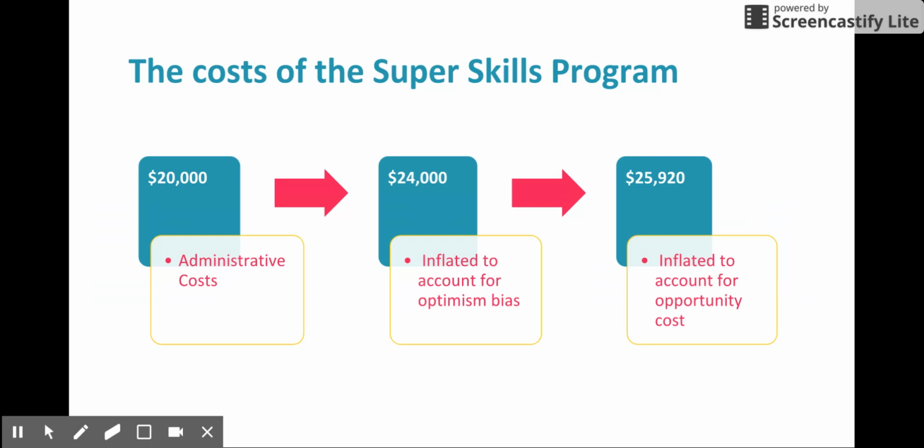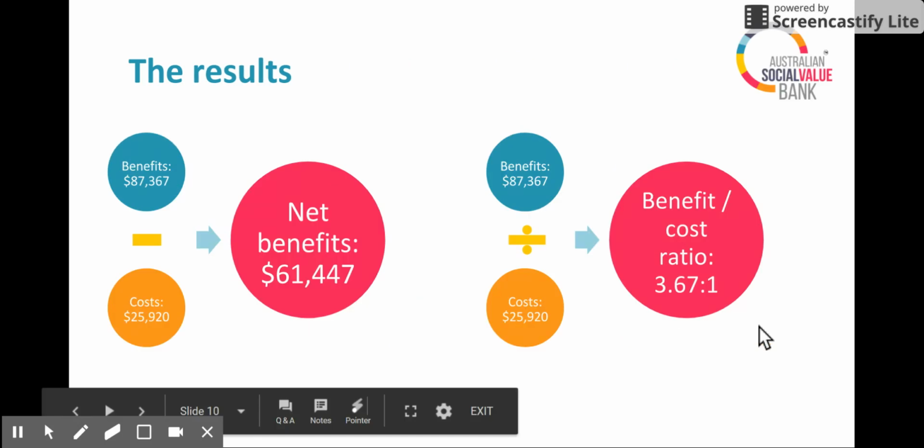She knows from administrative data that the program costs $20,000, but she knows that research says that people tend to be a little over-optimistic when estimating how much time something has taken them, and so these costs are likely to be an underestimation. This is known as the optimism bias. She also knows that it's probably not the best use of the money if a full range of alternatives were considered. This is known as the opportunity cost, so she inflates the costs accordingly.